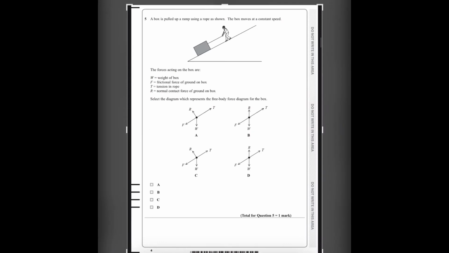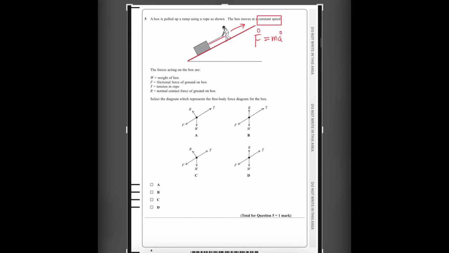Number 5. A box is pulled up a ramp using a rope as shown. This is the rope, and this part is the ramp, and it is pulling up. The man is pulling the box up at a constant speed. At a constant speed, there is zero acceleration, and since F equals ma, with zero acceleration the resultant force would also be zero.